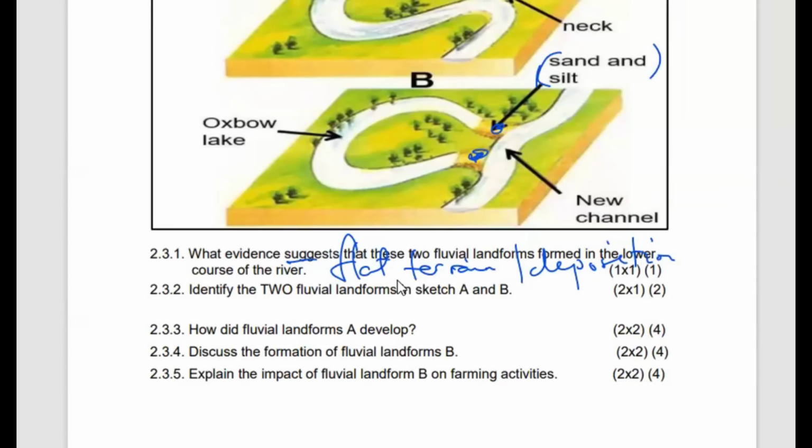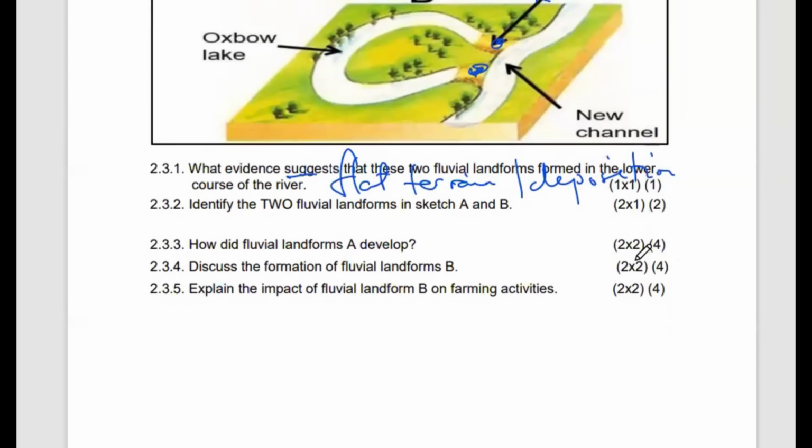We don't have deposition in the upper course because of high velocity. There is erosion in the upper course, but in the lower course, there's deposition, and the evidence is the sand and silt which has been put on this part, which is now separating the main stream from the Oxbow Lake.